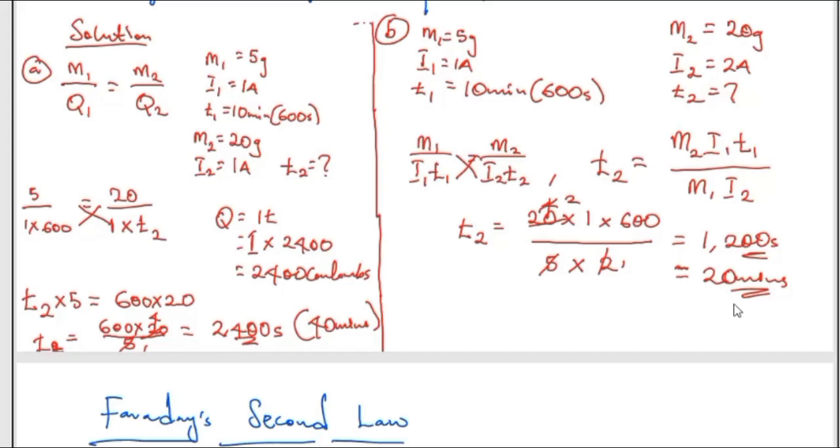Now let's look at our B equation. They gave us our current, which was 2 amps, times the time we got, 1200 seconds. Yes, the time was lower here, but the current was higher, and if you multiply it, you still get 2400 coulombs, and that was why they were able to discharge the same mass of that same substance.